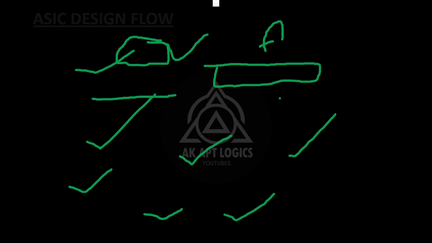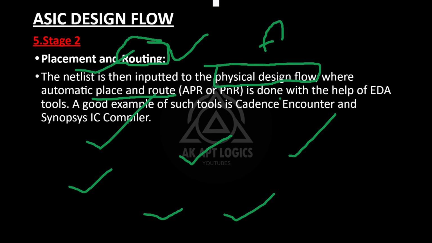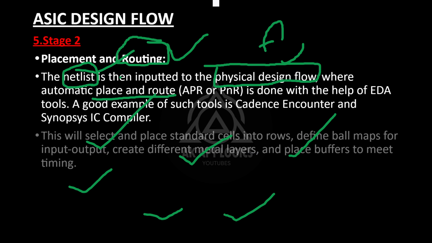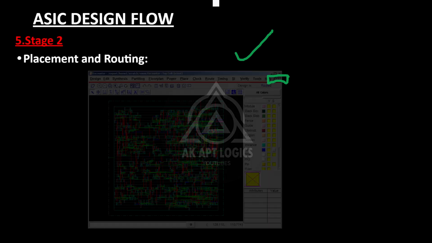Then we are going to give that particular gate level netlist as input to the physical design flow. Netlist in the sense is in the form of code only, in which there will be information like how many gates there will be, what those gates are, and what the connections are. Those will be in the form of description.